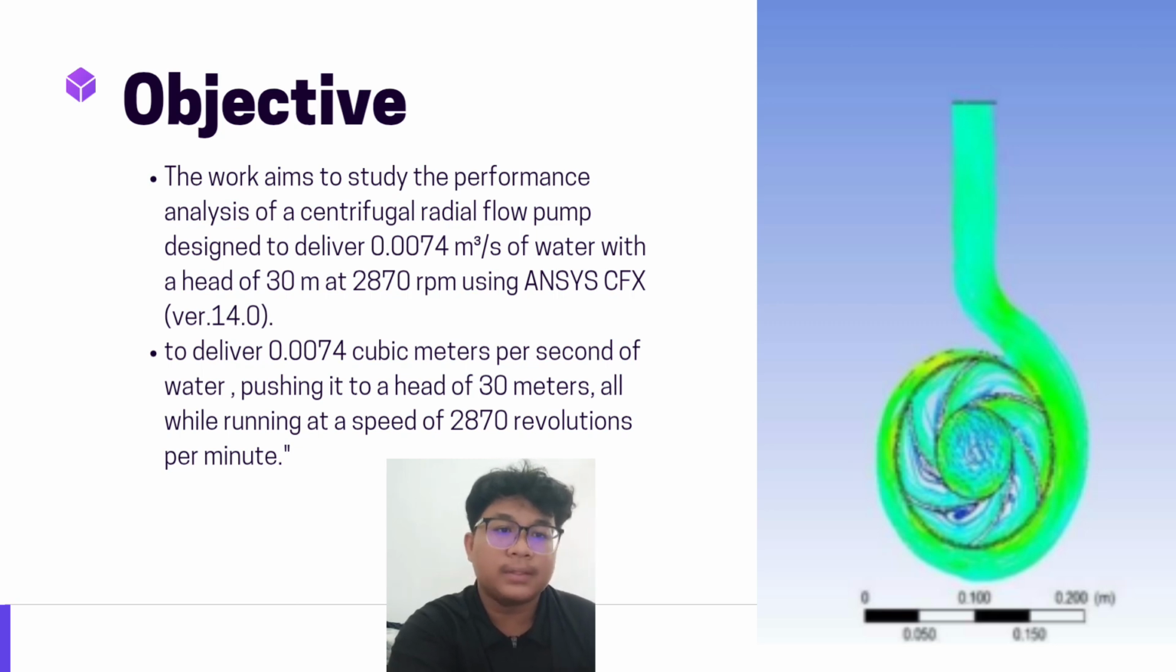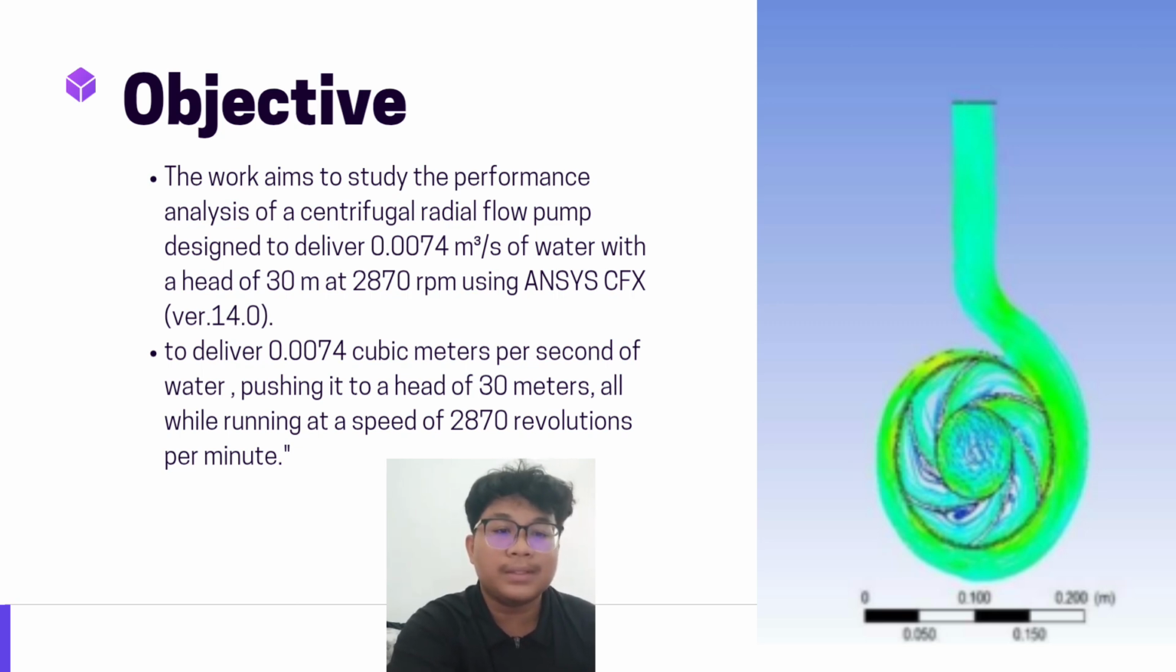The pump they studied was designed for a particular task: to deliver 0.0074 cubic meter per second of water, pushing it to a height of 30 meters, all while running at a speed of 2,870 revolutions per minute. The core of the approach involved two major software tools.